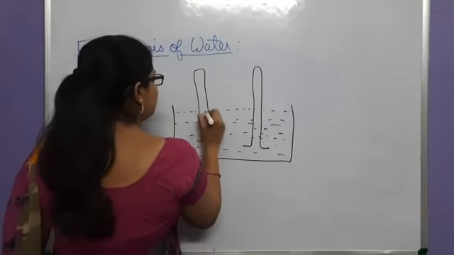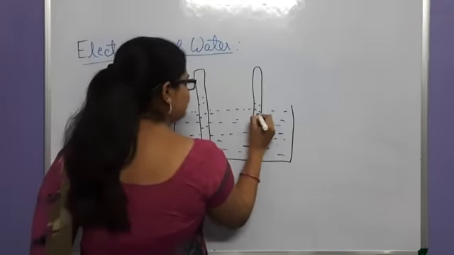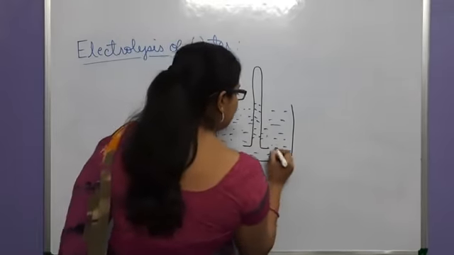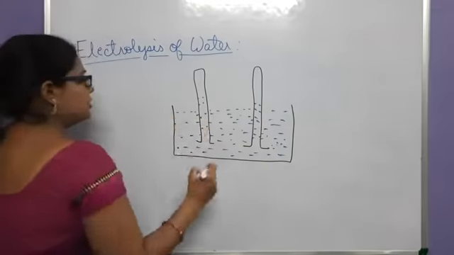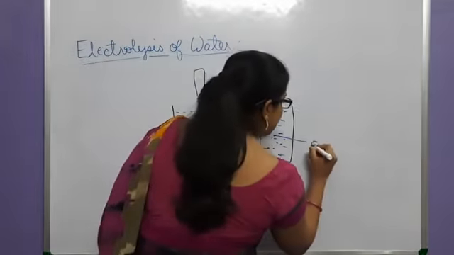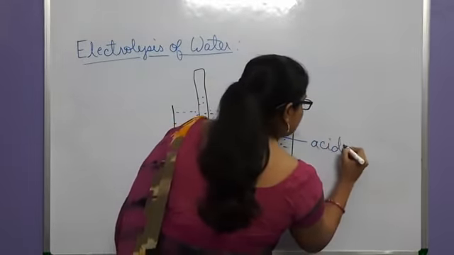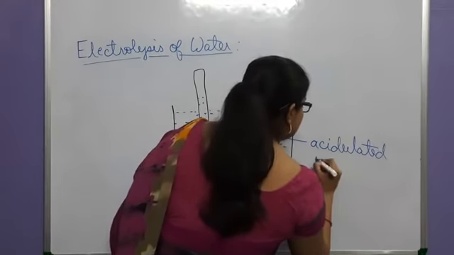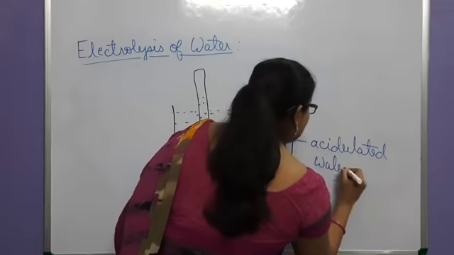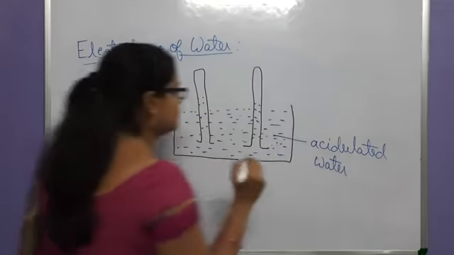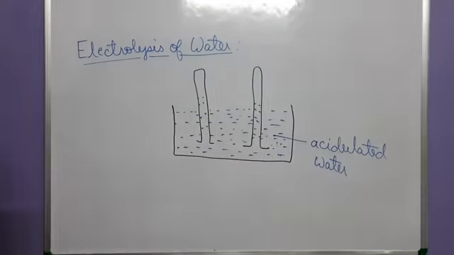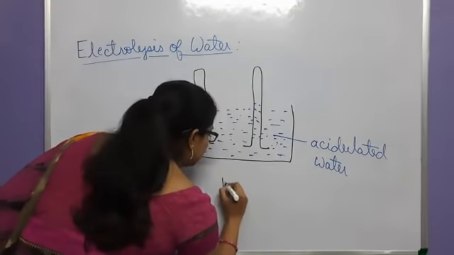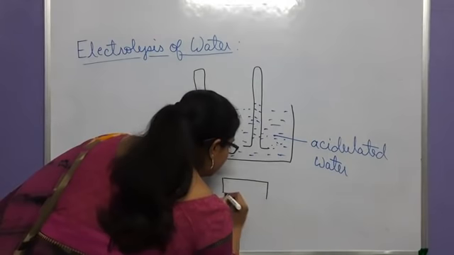Okay, so water will be there in this also, and this water is what? This water is not normal water, this is acidulated water. Acidulated water, and just now we have discussed that acidulated water is a good conductor of electricity, so electricity will pass very easily. Next, what are we taking? We are taking one battery. Here we are taking one battery.